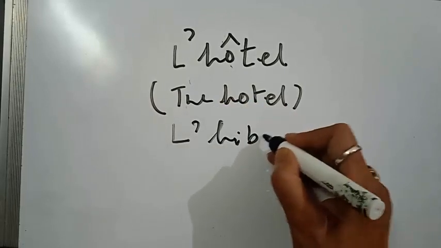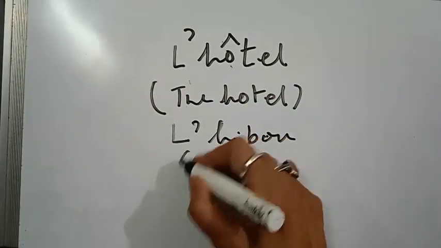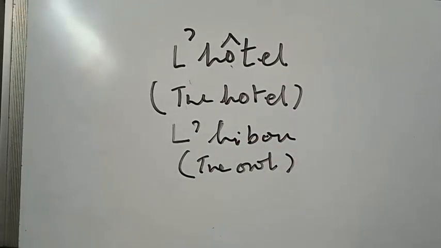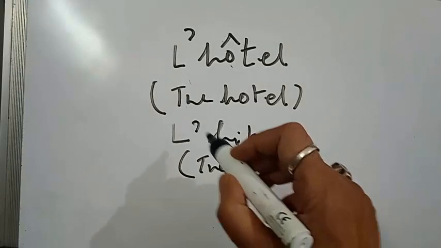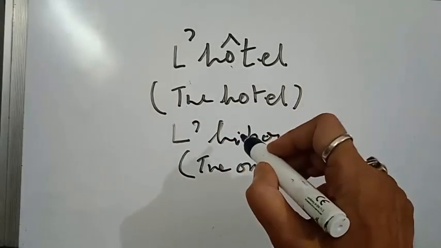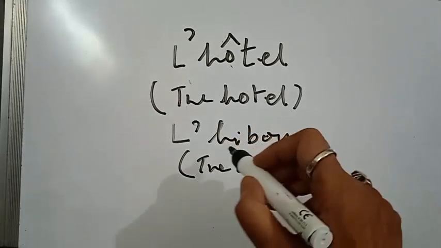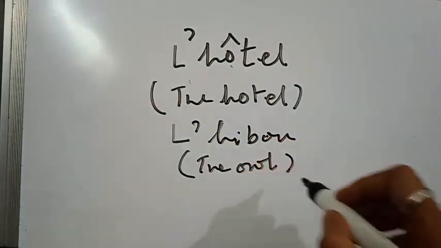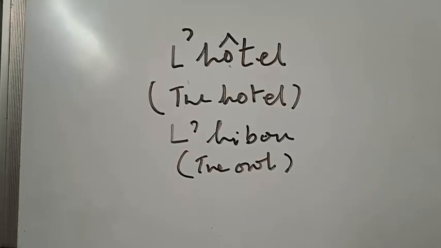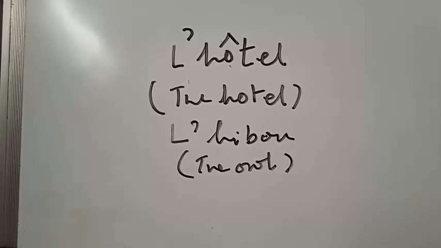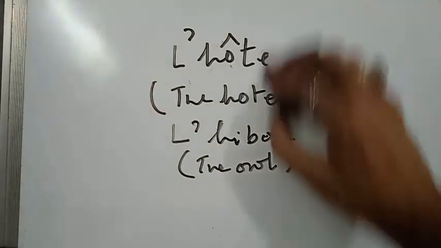L'hibou is the owl. It is starting with H, but it is pronounced from I. H is totally silent or mute. This is l'hibou, H-I-B-O-U, the owl, one type of nocturnal bird. These are some examples of H mute or H silent. That's all for the L apostrophe category.